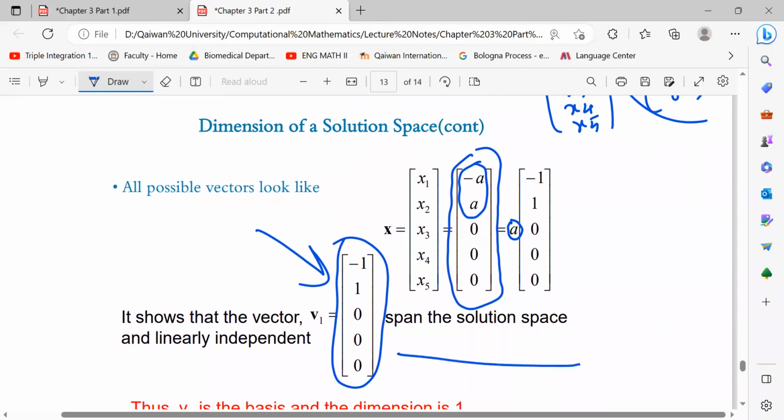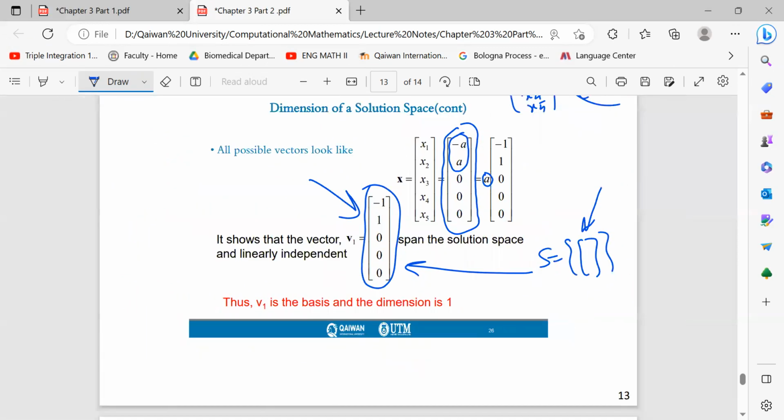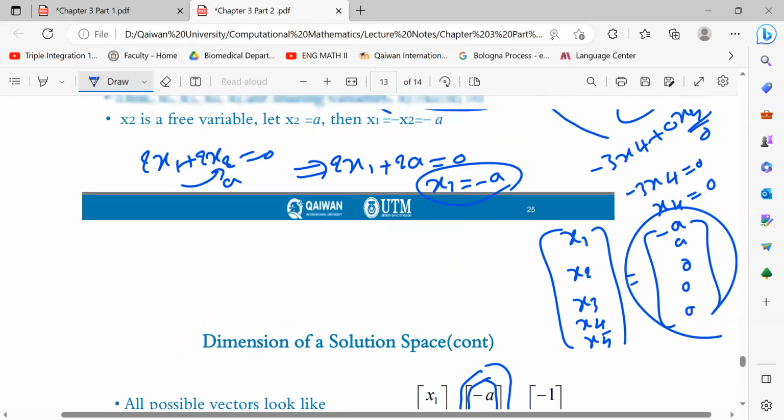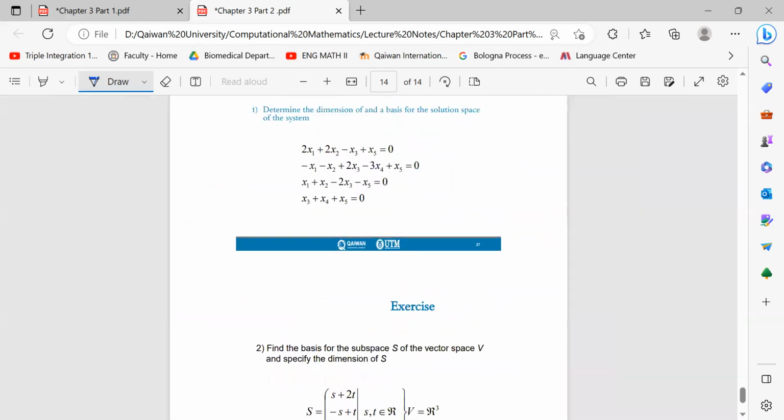And what's the dimension of the basis? How many vectors do you have in the basis? We have only v1. So S is v1. As you have only one vector in it, that means the dimension is 1. The dimension of the solution is 1, and the solution is the basis. And it's the end of this section. So let's take a break for 10 minutes.